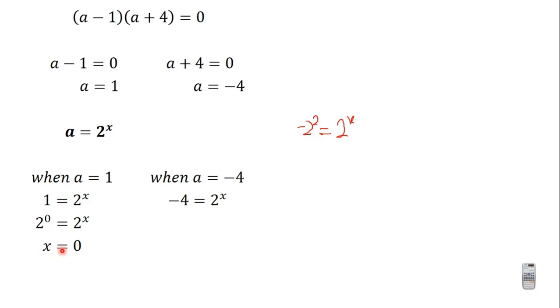So x is 0. It means that for this question here, we will have only one answer for x, and x is equal to 0. We did that because we can't break this expression here any further. So you have x is equal to 0 for this expression.